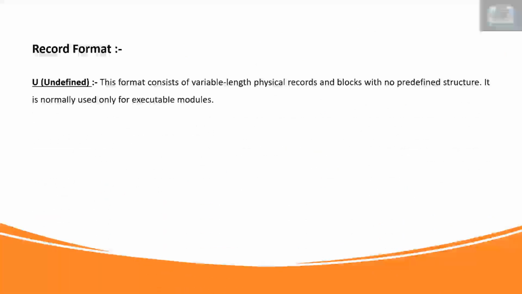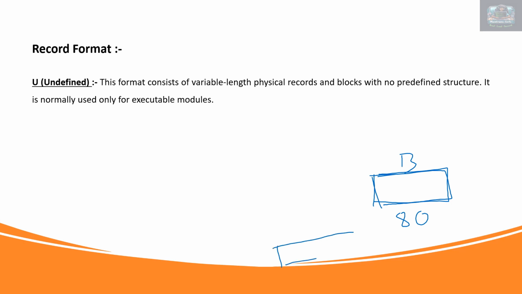Here comes the last record format, that is undefined. This doesn't have any RDW or BDW or a fixed block size or record length. Here the block size would be equal to the record length. If this is one block, suppose it is some 80 bytes, the next one would be 100, the next 120, the next 90, and the next one again 80. So there isn't any proper defining for this.